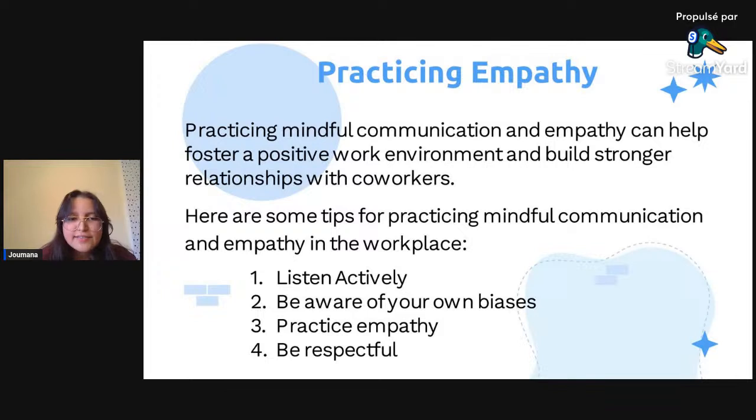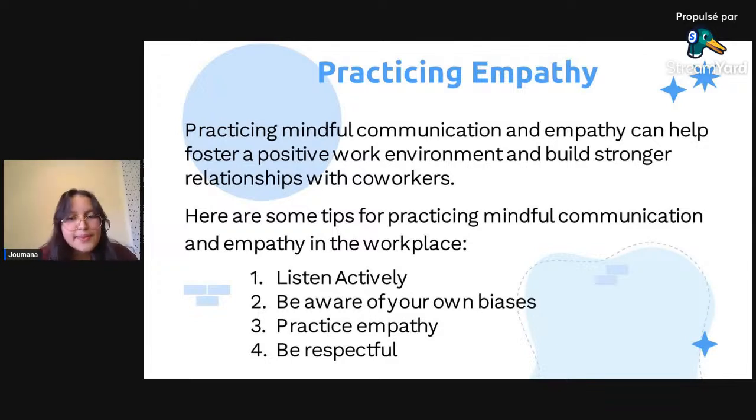First, listen actively. When communicating with coworkers, make sure to give them your full attention. Listen to what they have to say without interrupting or judging them. This will help you understand their perspective better and build trust. Second, be aware of your own biases. As I said before, we all have our own biases and assumptions that can affect how we communicate with others. Being aware of these biases can help us avoid misunderstanding and communicate more effectively.